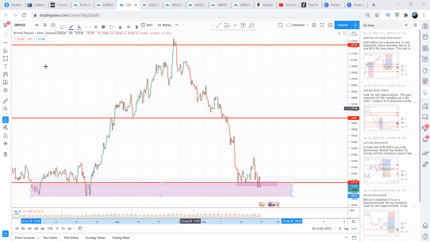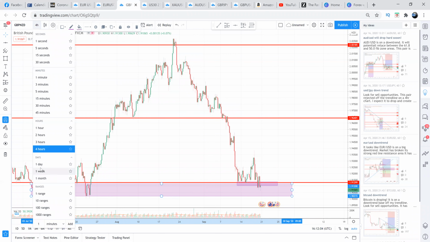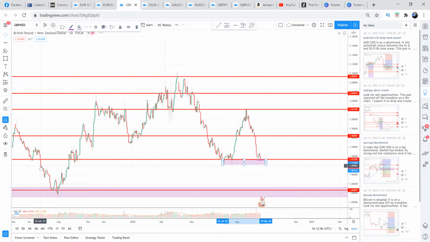But that's pretty much how you swing trade. Overall, look at the higher time frames from the weekly to the daily, and then pick some targets to stick by and go with the flow. And that's pretty much it.